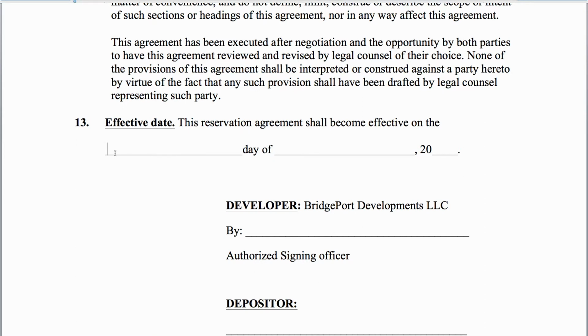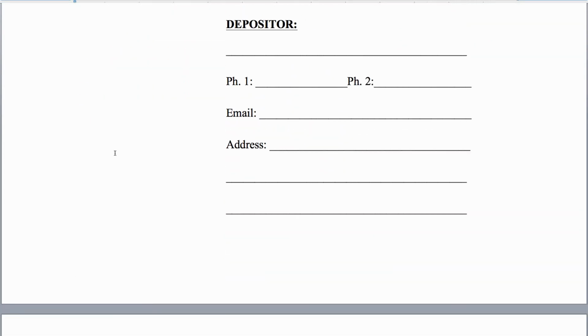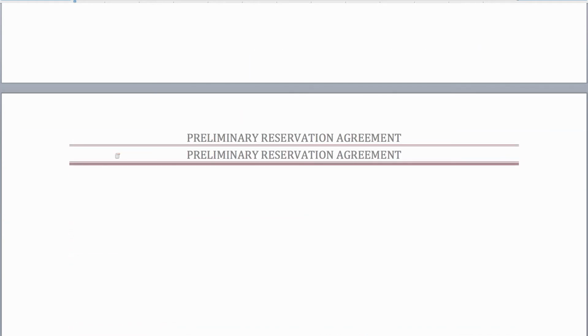Basically, it's as simple as that, and I hope that satisfies you as information on your reservation agreement.